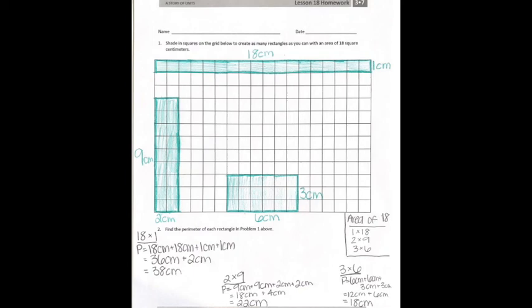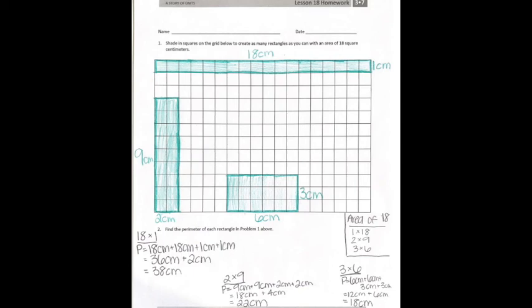Number 2 says find the perimeter of each rectangle in problem 1 above. So for 18 times 1, I'm going to add up all the side lengths. I'd like to do it with the like numbers together, so I did 18 centimeters plus 18 centimeters plus 1 centimeter plus 1 centimeter. This creates 36 centimeters plus 2 centimeters. So for the perimeter of the 18 times 1, I have 38 centimeters.